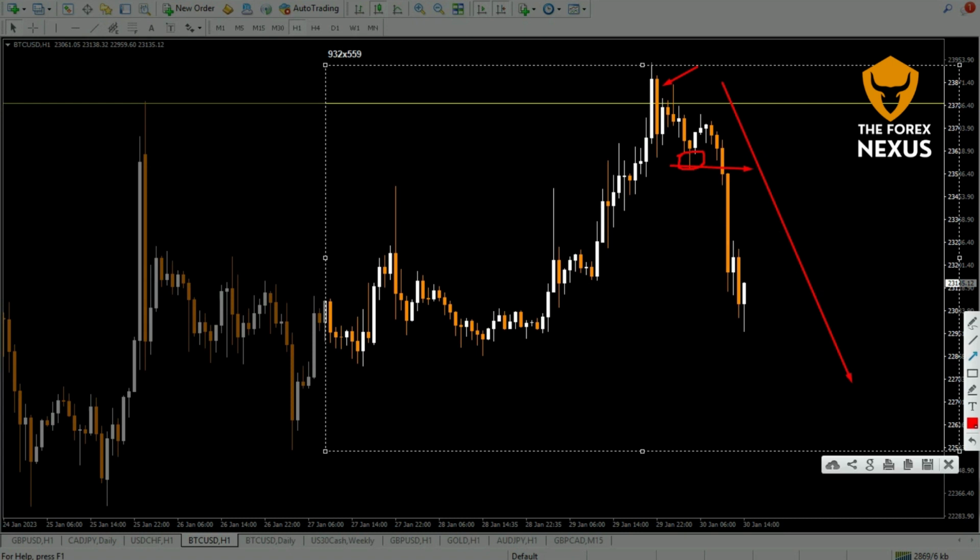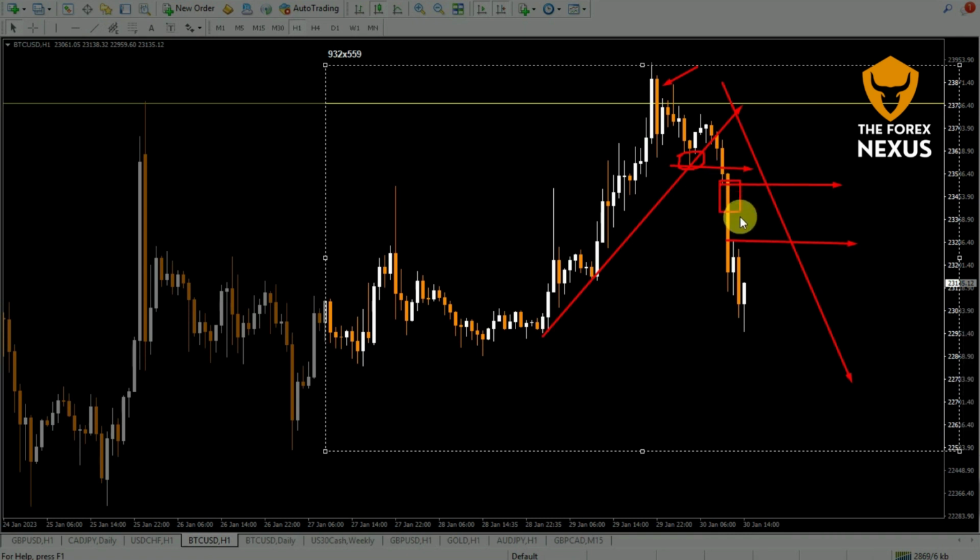Now we need to identify a setup here. Remember, we need a full bearish candle to break this structure. First, the market will break the structure with full body bearish candles, okay. Then we will mark here a gap. This is a fair value gap.